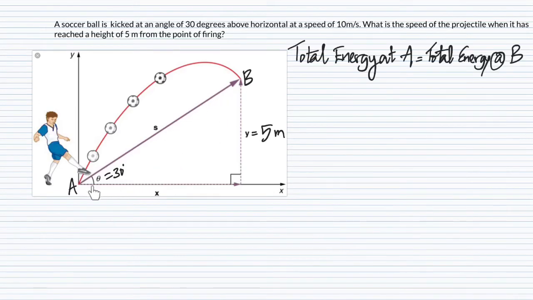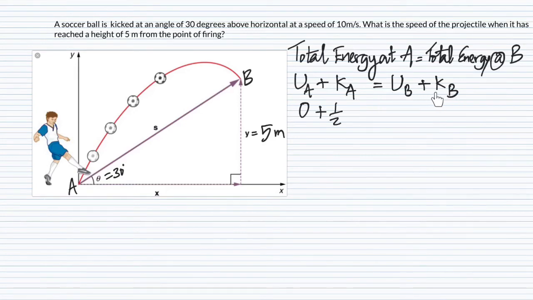We are going to use energy conservation here, which means the total energy at A should be equal to the total energy at B. That means the sum of the potential energy and the kinetic energy at A should be equal to those at B. That means the sum at B.